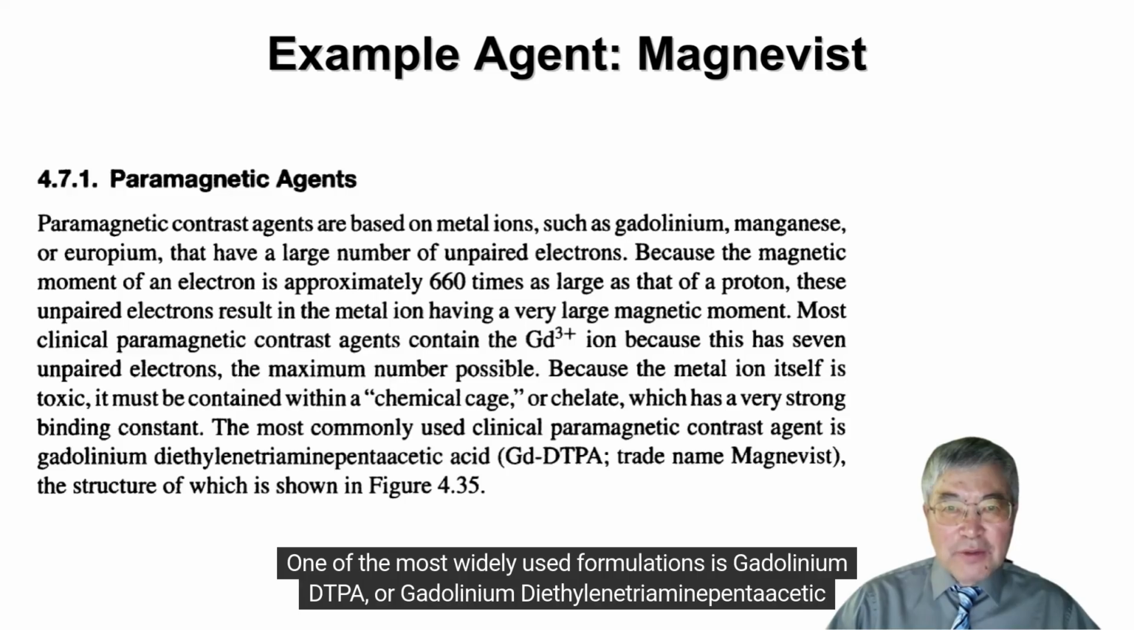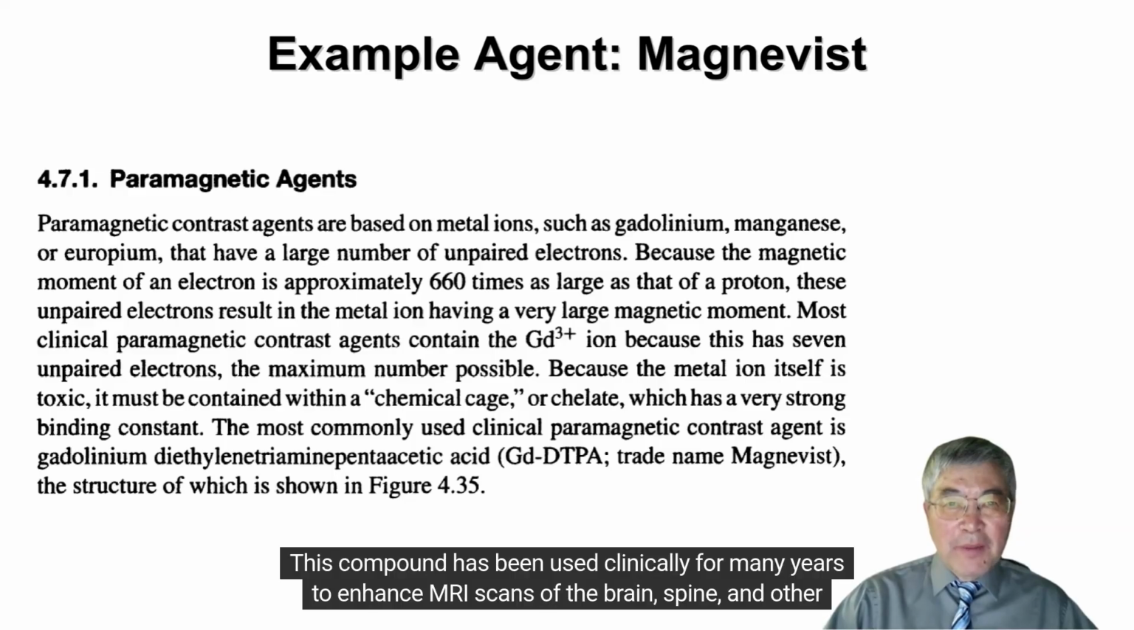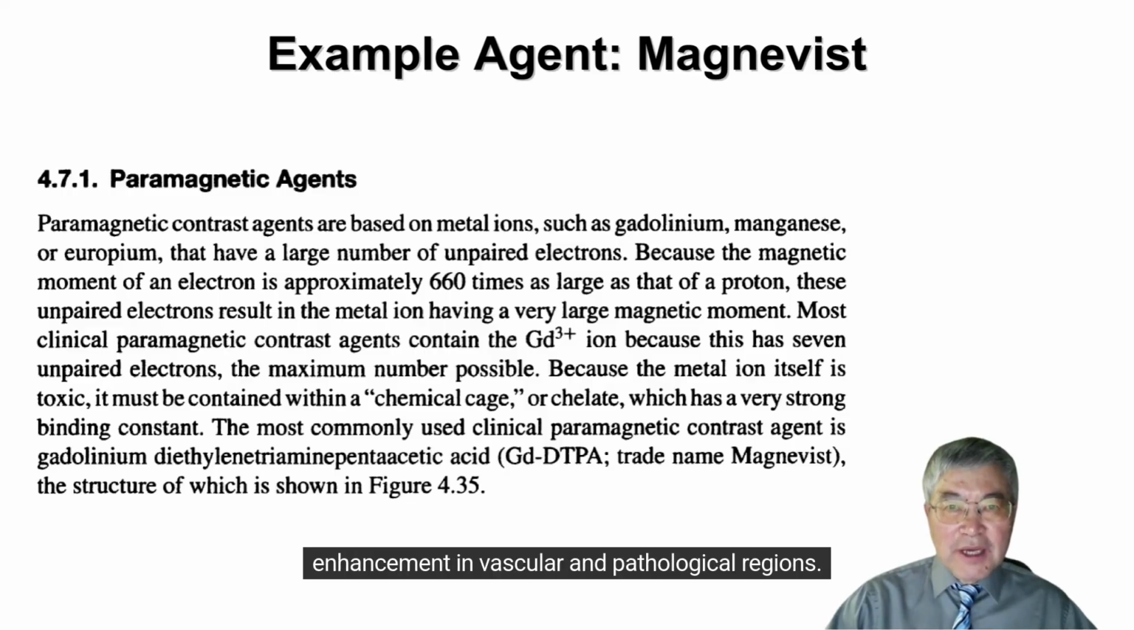One of the most widely used formulations is gadolinium DTPA, or gadolinium diethylenetriamine pentaacetic acid, which is marketed under the trade name Magnevist. This compound has been used clinically for many years to enhance MRI scans of the brain, spine, and other organs. It works by creating small magnetic inhomogeneities that shorten relaxation times, giving a strong contrast enhancement in vascular and pathological regions.